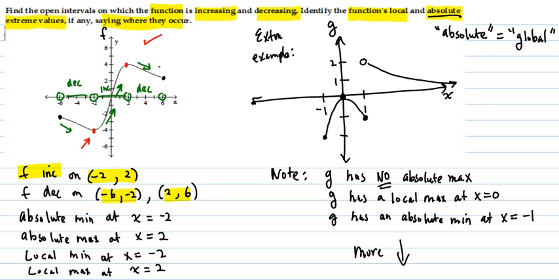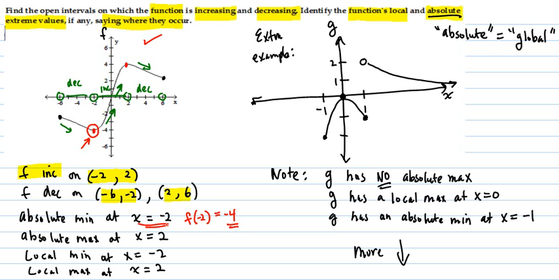The absolute minimum of the function occurs at -2 right here, and the function value is f of -2 is equal to -4. So the absolute minimum value of the function is -4, occurring at x equals -2.